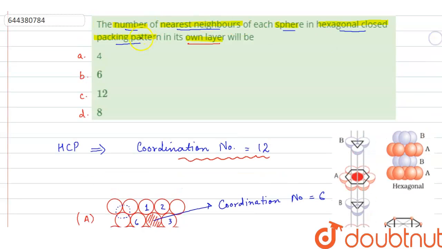So in this question we are asked about the number of nearest neighbor in its own layer, so that will be 6. So here the answer will be option B, 6. So option B is the answer.